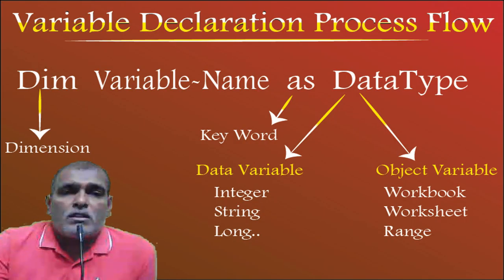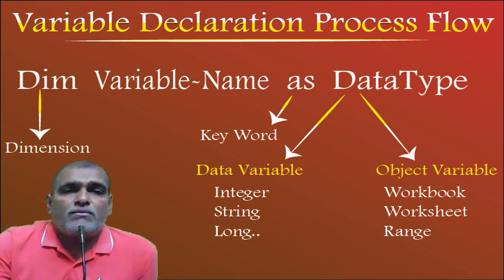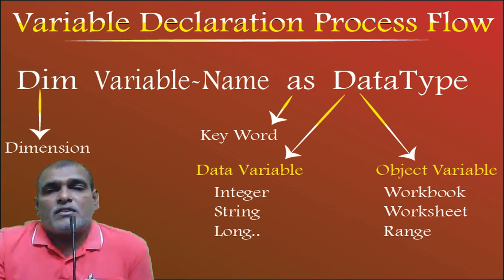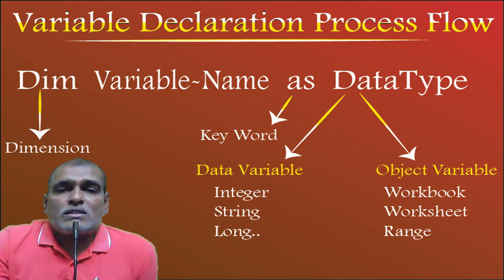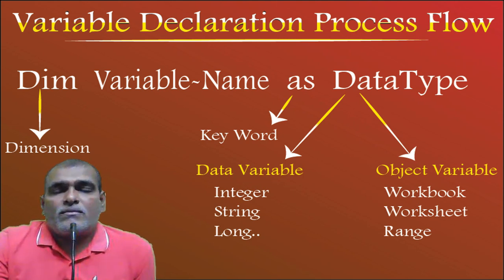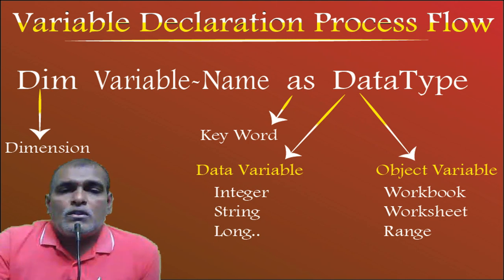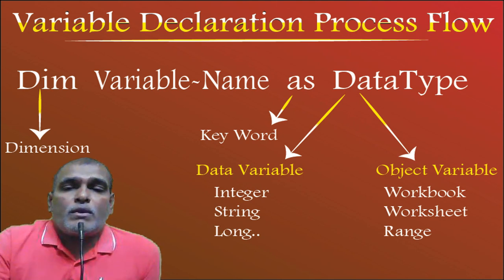So here we can find the flow. First, the user has to mention Dim. Thereafter, write the variable name and "As" is the keyword. At the end, the user has to mention the data type. The user can declare both data variables as well as object variables by using this Dim keyword. So here we can find the segregation between data variable and object variable.